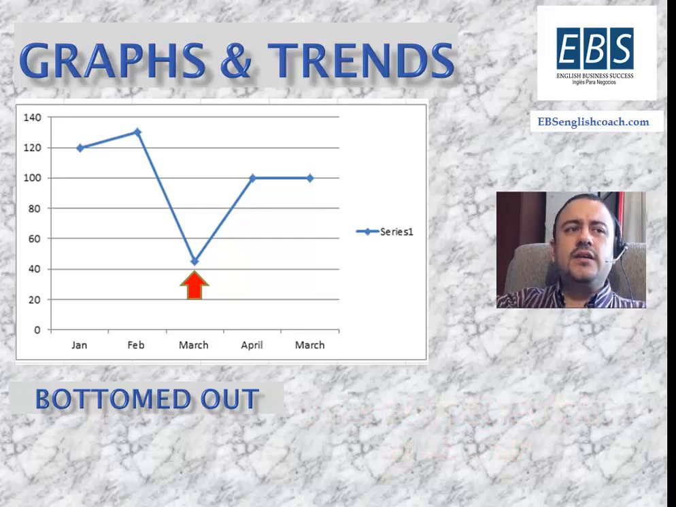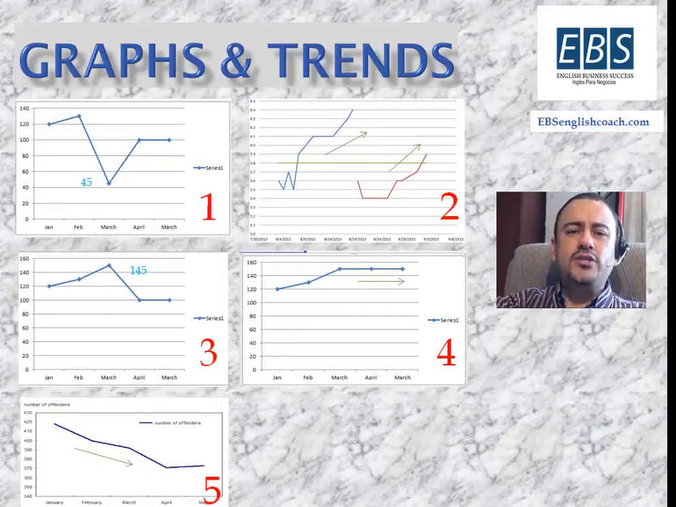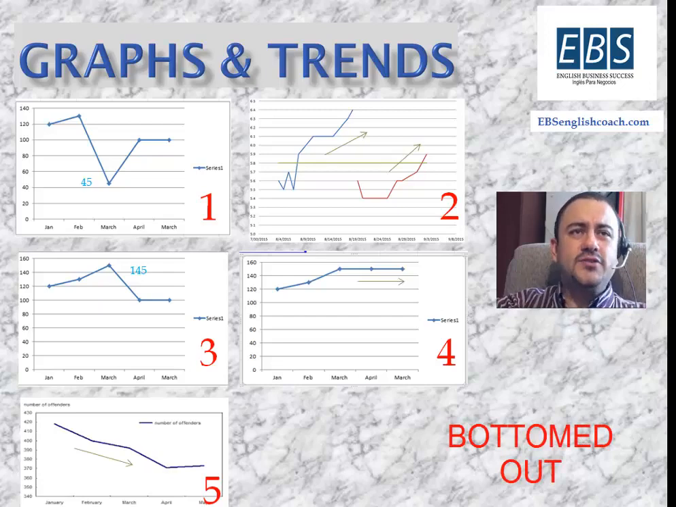All right. So let's go ahead and review here. We have 5 different situations. Your job is going to be to try to remember some of the terminology that we used here. Okay, let's look at picture number 1. Picture number 1 describes an all-year low. And what is the right word for this? Yes, bottom out. Sales bottomed out at 45 units.